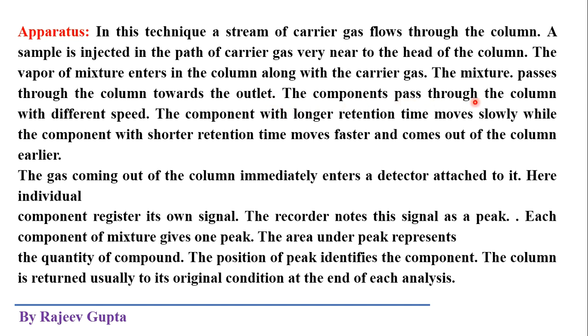After that outlet, these things reach the detectors. The components pass through the column with different speeds, as we have seen for octane and nonane, where octane has higher speed compared to nonane. So different components will pass through the column with different speeds according to their retention time, or according to their interaction with the liquid stationary phase. The component with longer retention time moves slowly, while the component with shorter retention time moves faster and comes out of the column earlier.